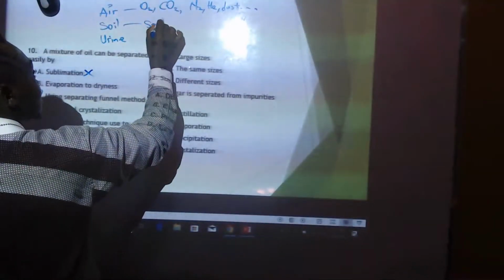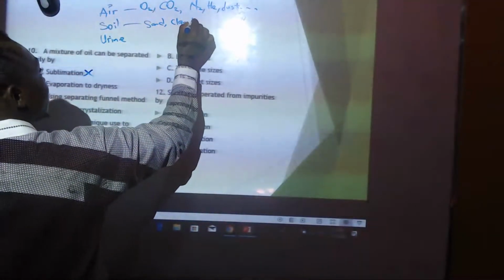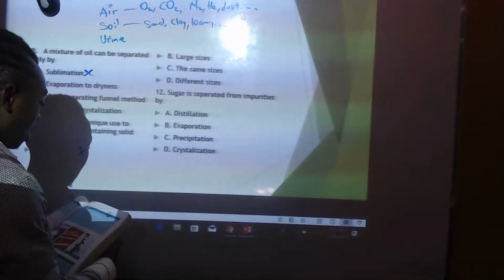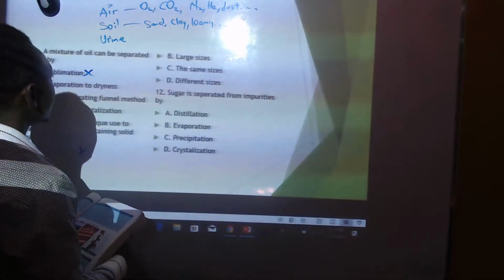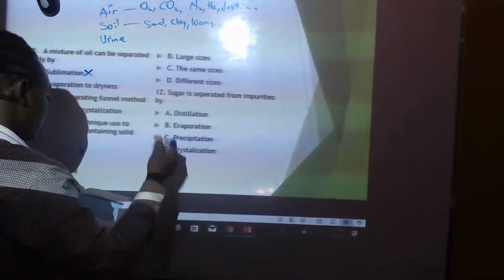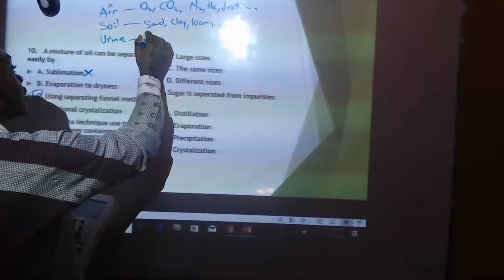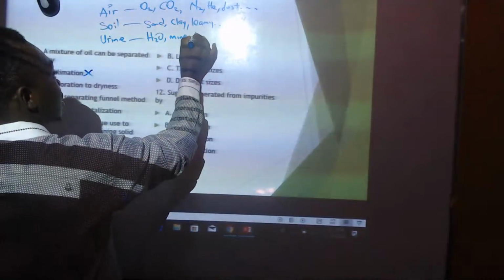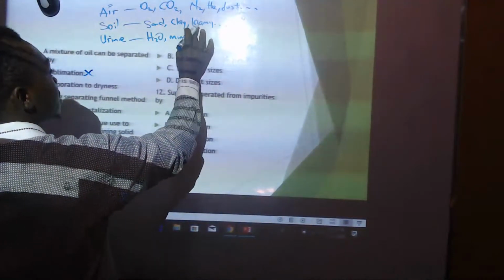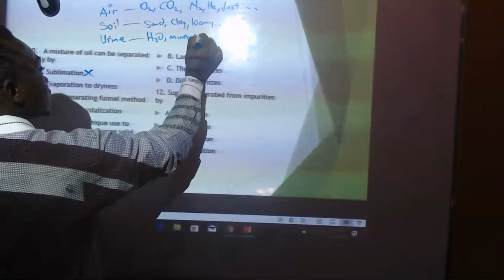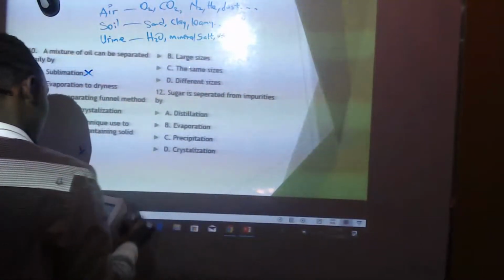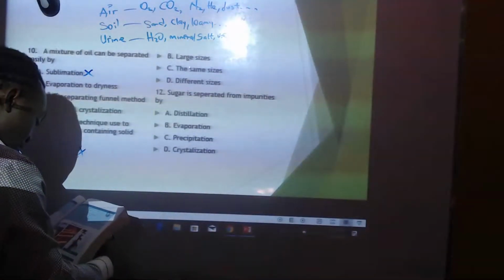Now, when you talk of soil, you need to remember we have sand, we have clay, we have loamy soil, and the rest of them. Now, once you talk of urine, talk of the urea inside the urine, talk of water, because the urine actually contains water and mineral salts, and that is why your urine tastes salty. Now, these are some constituents of mixtures.